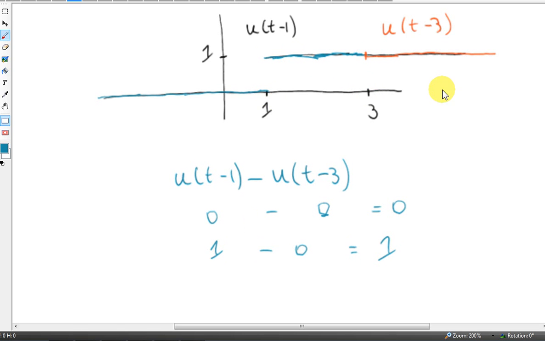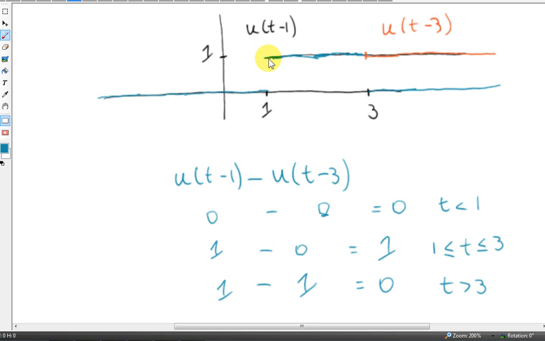What about values of t greater than 3? Well, both functions are equal to 1 for values of t greater than 3. So we get 1 minus 1, which is 0. So we get 0 for values of t greater than 3. So our function is just a horizontal line of height 1 for values of t between 1 and 3. It's 0 elsewhere.